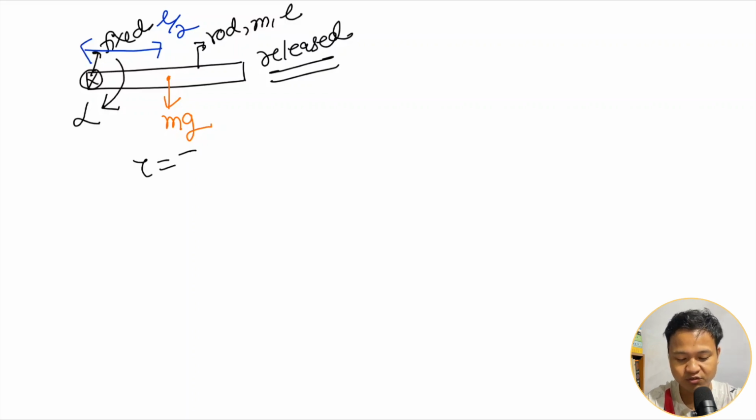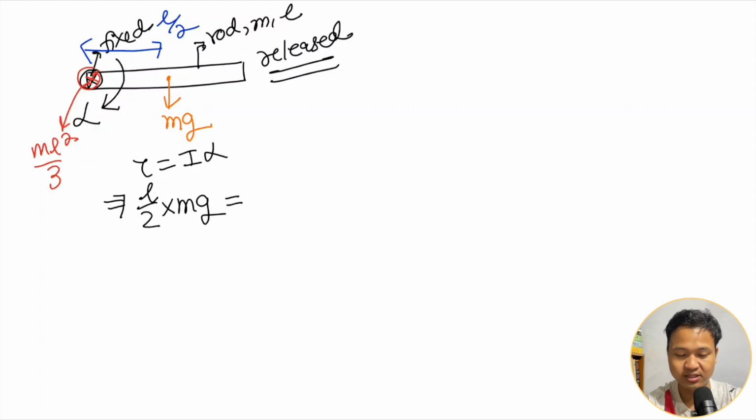So here if I use the formula torque equals I into alpha. Torque is r into F perpendicular, so r is l by 2 into F perpendicular, which is mg. Okay. So this is equal to the moment of inertia about the axis of rotation, which is ml square divided by 3 for a rod about its endpoint. So here if you put this value, m into l square divided by 3 into alpha. Okay, you solve for alpha.